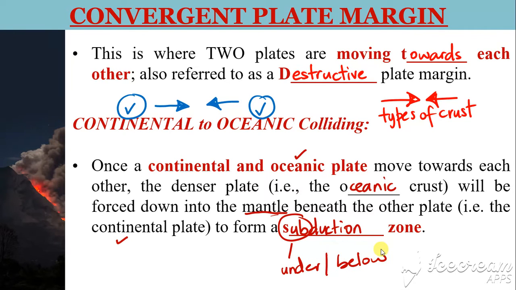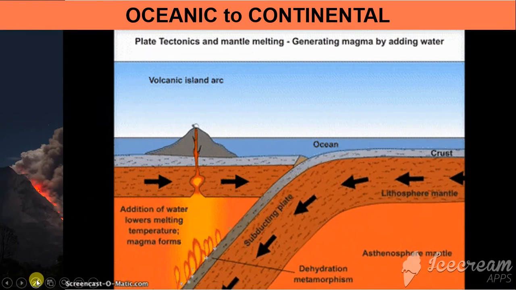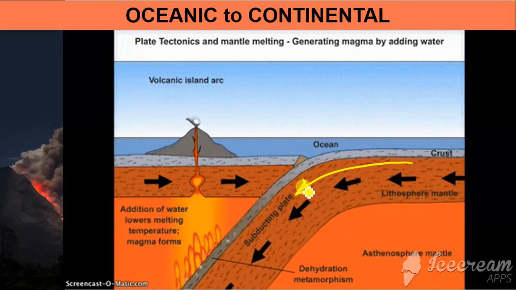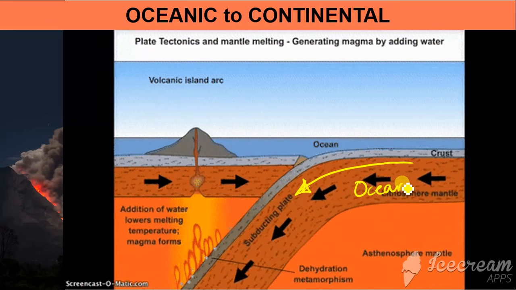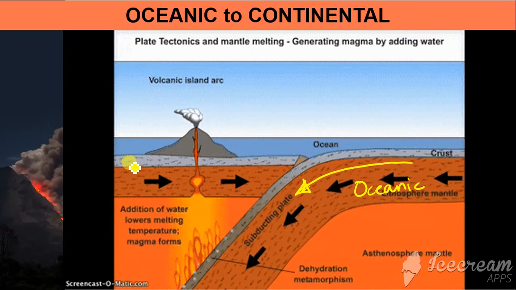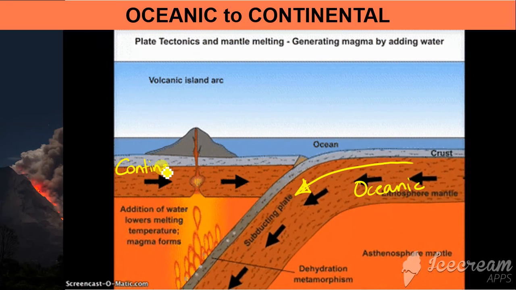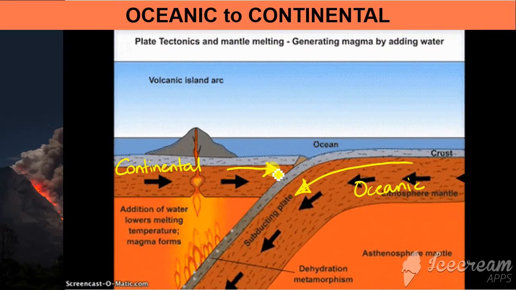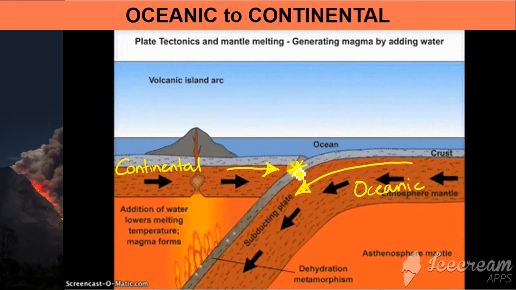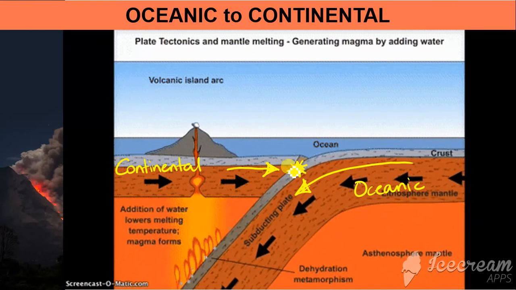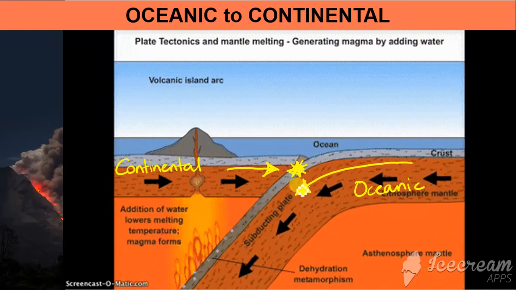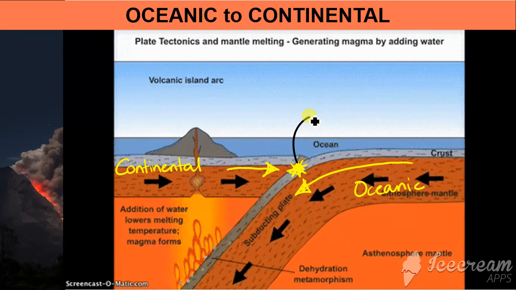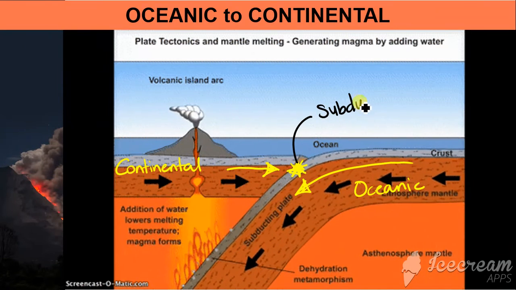Alright? So let's look at a diagram that's showing us what's going on here. So we have the two types of crust. We have the oceanic crust here over this side because it's going down into the mantle, and we have the continental crust over this side, and it's staying on top of the oceanic crust. At this point where we have the collision taking place, where they meet, and the oceanic plate going down into the mantle, that's where we call our zone known as the subduction zone.